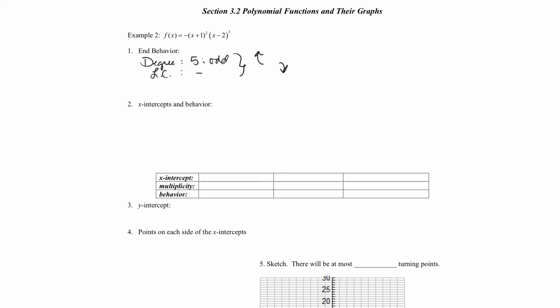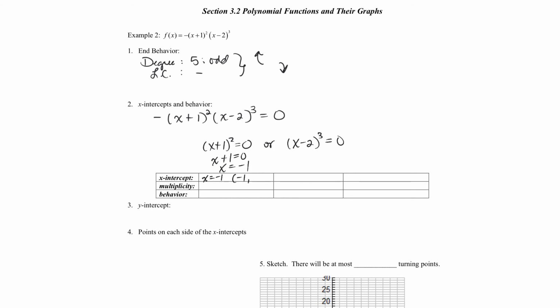Now I'm going to be solving for my x-intercepts. So the opposite of the quantity x plus 1 squared times x minus 2 cubed equals 0. And again, as we discussed before, the sign out here, the coefficient, which is basically a negative 1, doesn't have any effect on the values of the x-intercepts. So I'm simply solving either x plus 1 squared equals 0 or x minus 2 cubed equals 0. And of course, solving this first one, x plus 1 equals 0, x equals negative 1 is my x-intercept.